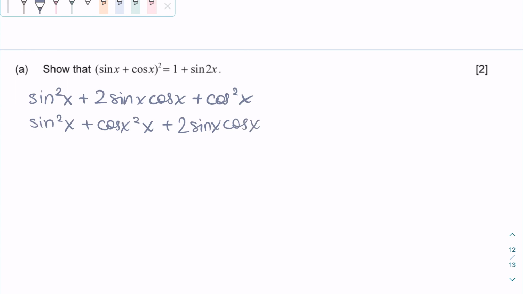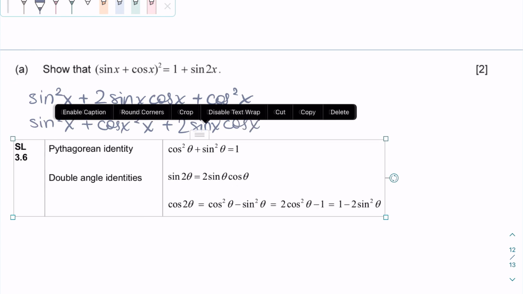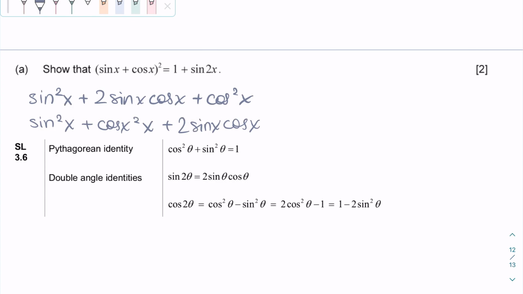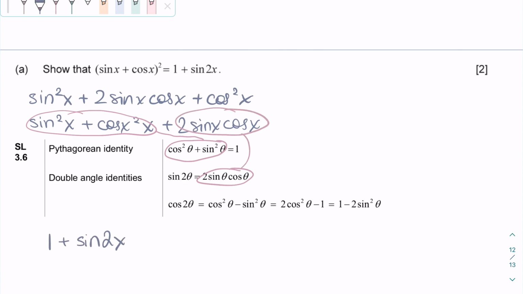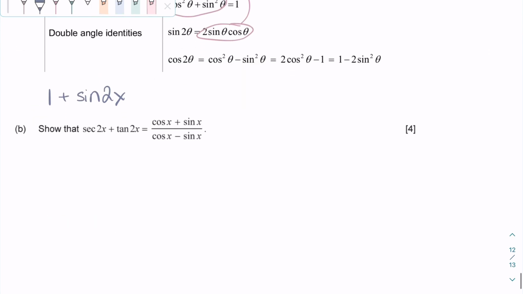In that way we can see that it resembles the Pythagorean identity in the formula booklet on page 7. So we can replace the sine squared x and cosine squared x with 1, and the 2 sine x cosine x will actually be sine 2x. So in this way we have proved that the left-hand side equals the right-hand side.